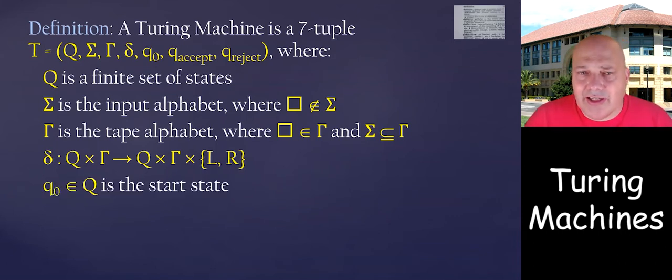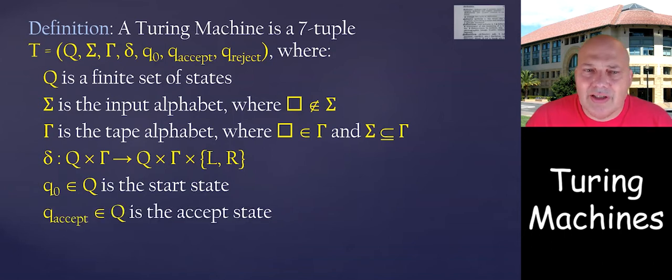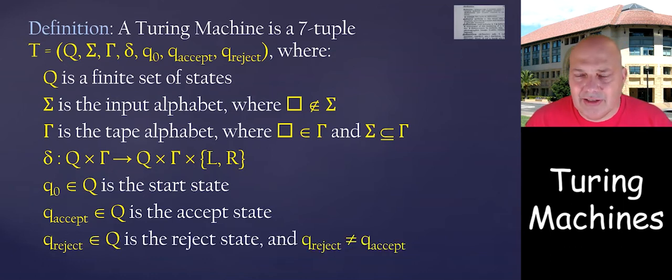We still have a start state, Q0. We have an accept state, QAccept. And here we need a reject state, which is explicit. So in DFAs, rejection was just by default. Whenever you didn't accept, you rejected. But in Turing machines, you can run forever. So how would we know that we are rejecting rather than we are still trying to accept? So if you want to reject, you need to explicitly reject by going into the state QReject.